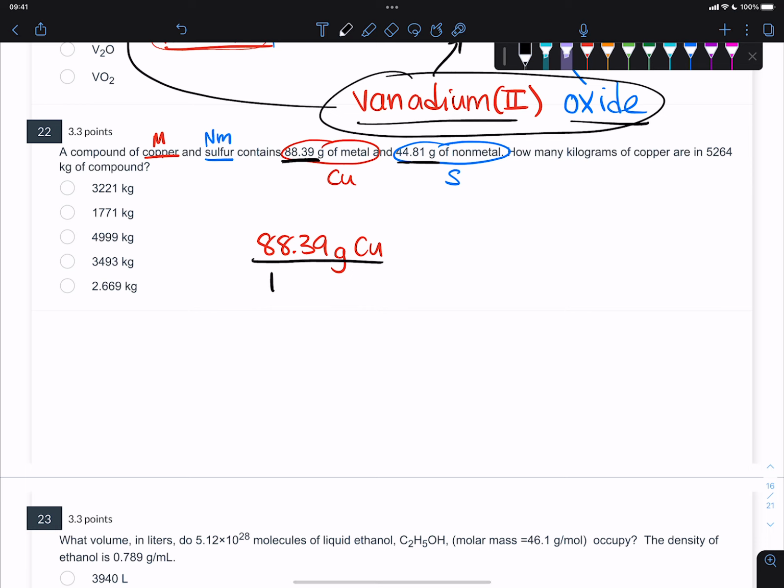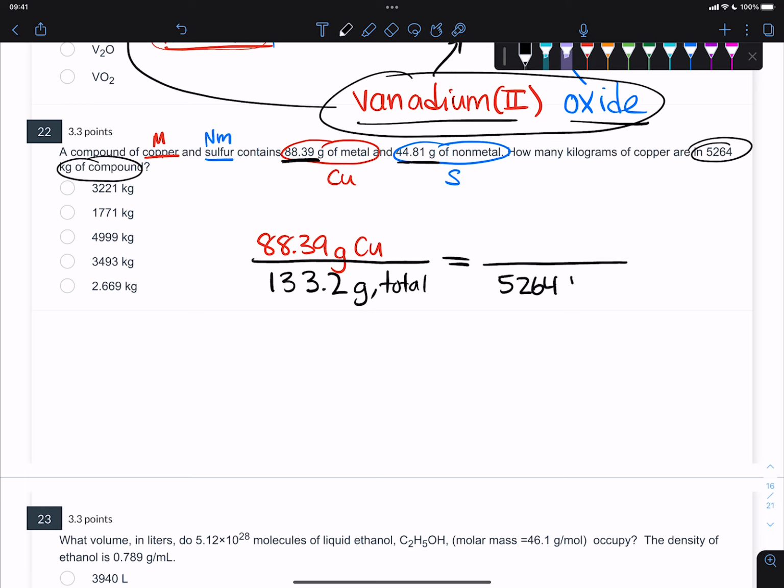I get 133.2 grams total in the sample side. I can set that equal to another fraction. This is going to be a direct proportion. I do know another total: 5,264 kilograms is the mass of the total new sample, this bigger amount. So we want to know how many kilograms of copper are there.